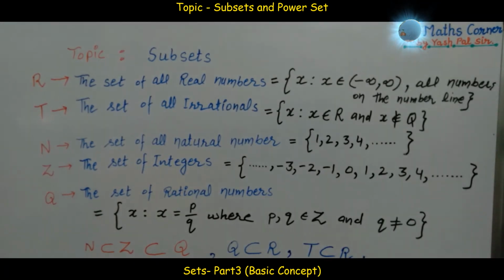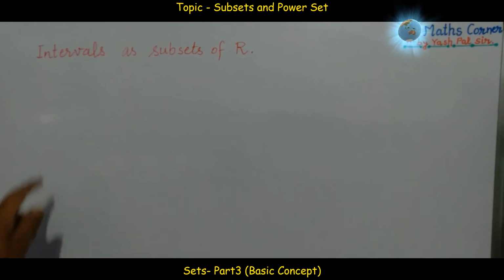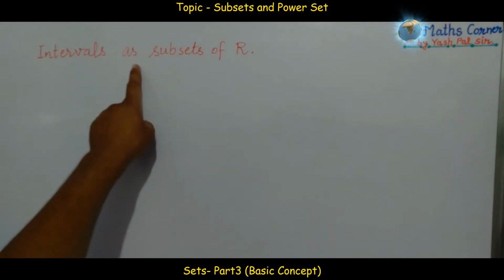Here we also conclude that Z is not a subset of natural numbers. Integers are not a subset of N, so we use this symbol: Z is not a subset of N. Now next we shall discuss intervals as subsets of R.